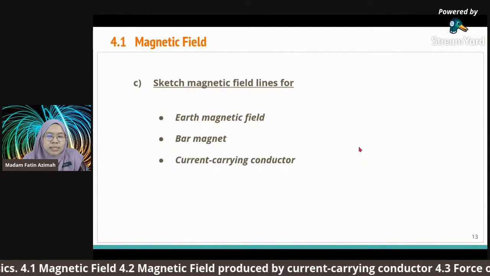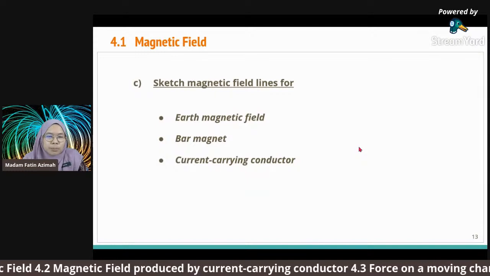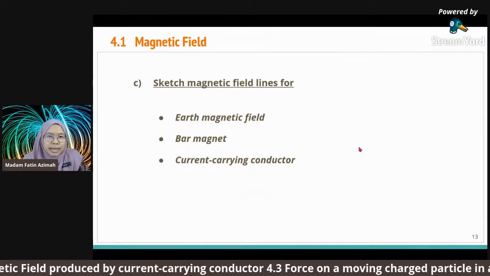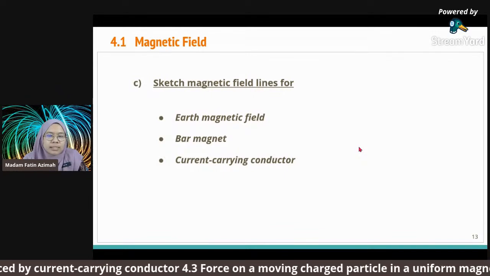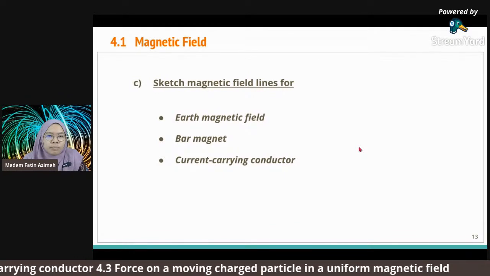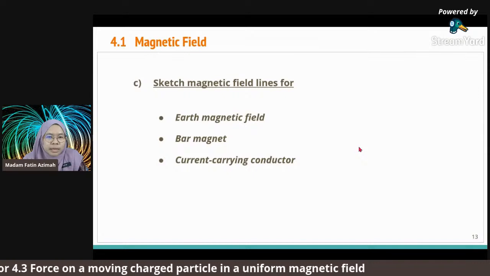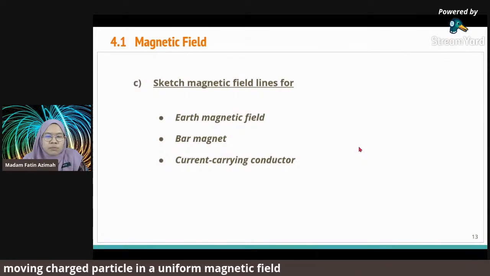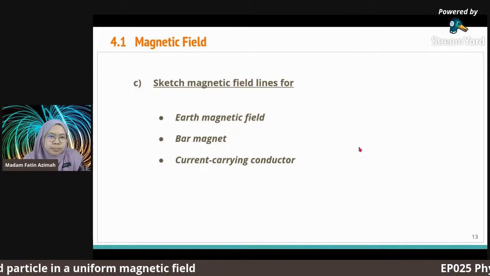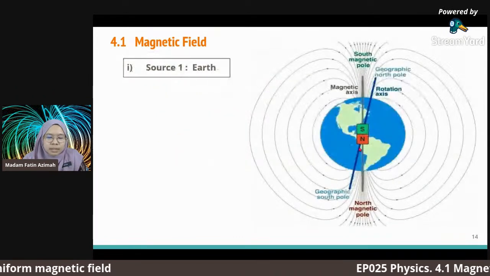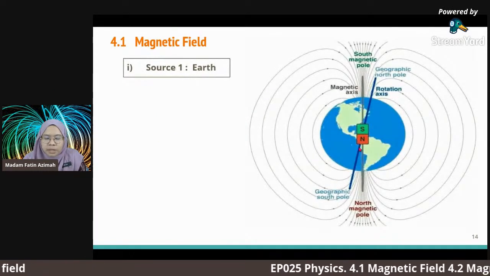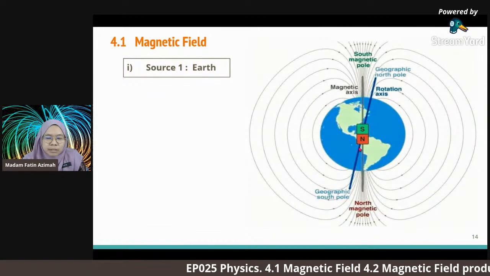The next learning outcome for the first subtopic is for you to be able to sketch the magnetic field lines for the Earth, for the bar magnet and the current carrying conductor. So all these are sources of magnetic field. Let's take a look at the first one, the pattern of the Earth's magnetic field.